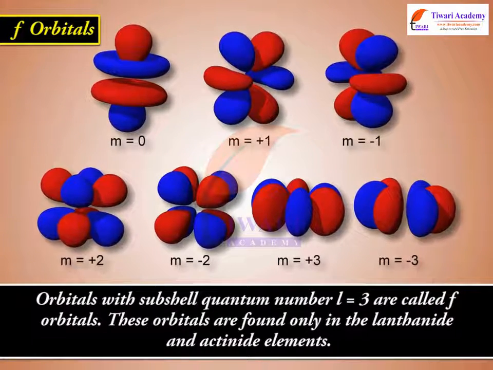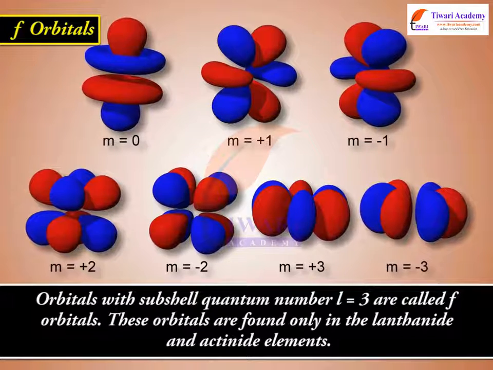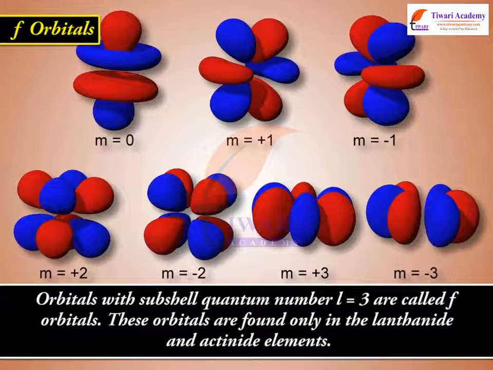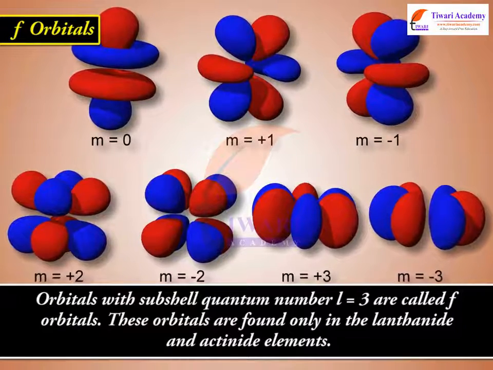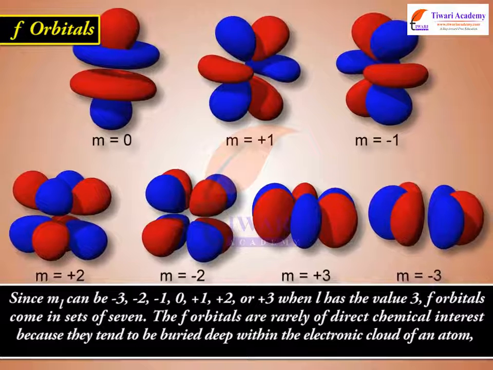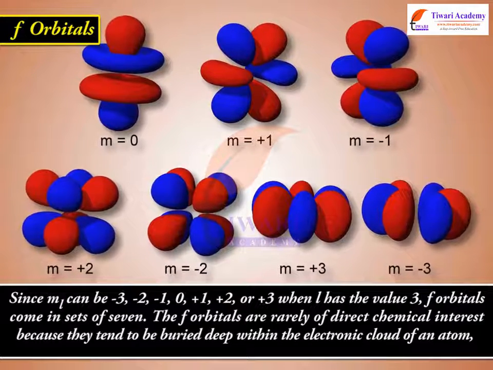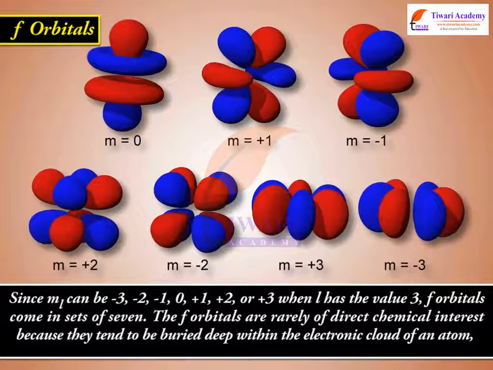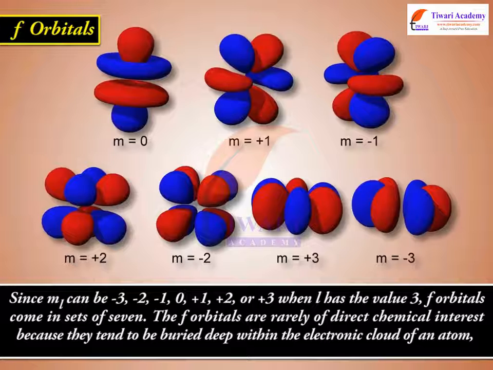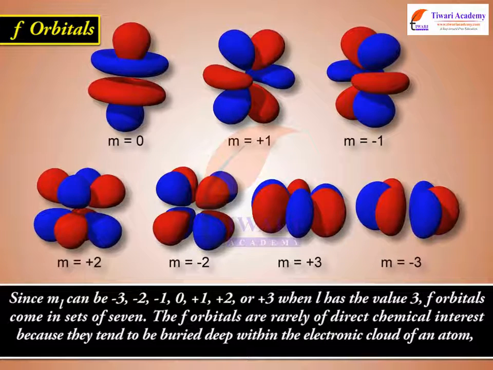Orbitals with subshell quantum number L equal to 3 are called f orbitals. These orbitals are found only in the lanthanide and actinide elements. Since m_L can be -3, -2, -1, 0, +1, +2 or +3 when L has the value 3, f orbitals come in sets of 7.